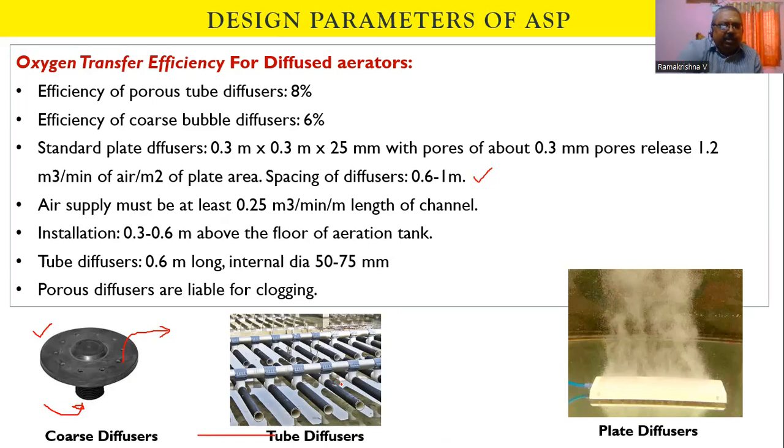So tube diffusers are usually 0.6 meters long, with an internal diameter of 50 mm to 75 mm, and usually the air supply must be at least 0.25 meter cube per minute per meter length of the channel. They will be installed at 0.3 to 0.6 meters above the floor of the aeration tank, so that from a cleaning point of view, it will not create any disturbance. The most important observation is that porous diffusers have very small pores. Though they are efficient, they are liable to more clogging.